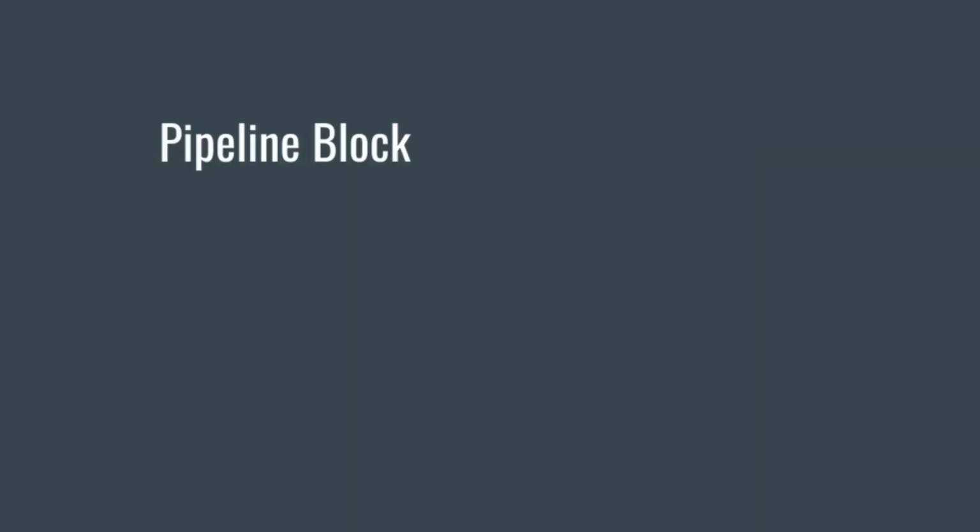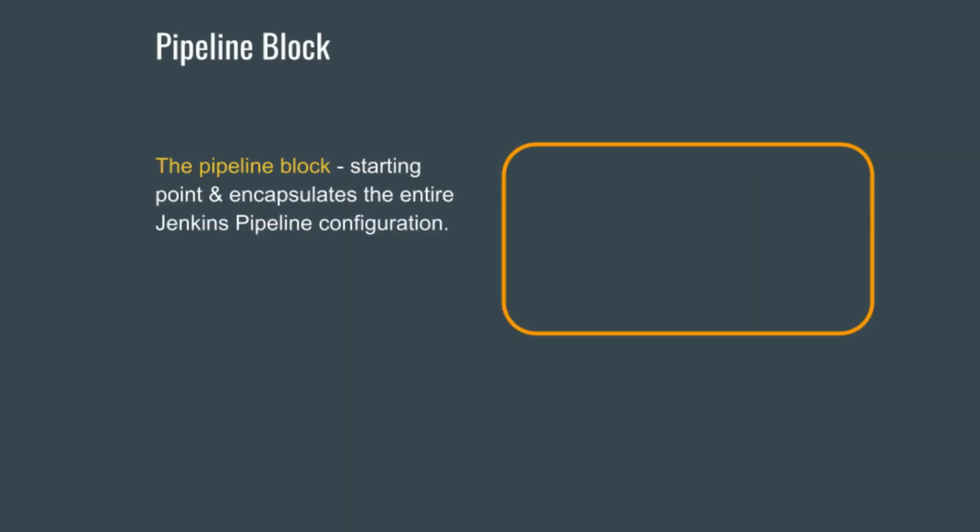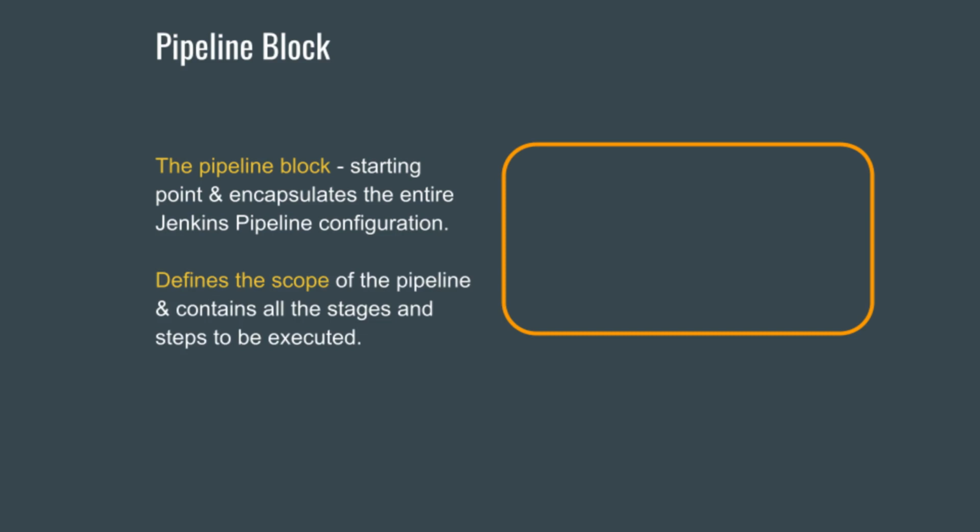block. First, pipeline block. The pipeline block is the starting point and encapsulates the entire Jenkins pipeline configuration. It defines the scope of the pipeline and contains all stages and steps to be executed.